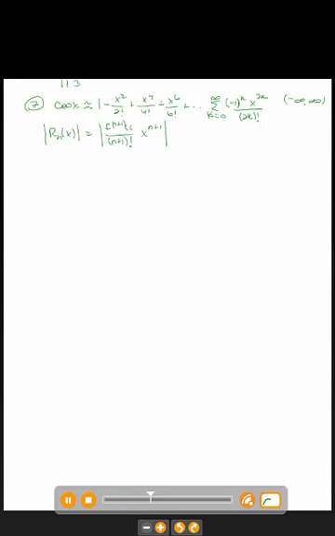So I'm going to say, well, this is definitely going to be less than 1 times x to the n plus 1 over n plus 1 factorial. So this whole piece up here is going to turn into 1, because that's the biggest that the derivative will ever be.